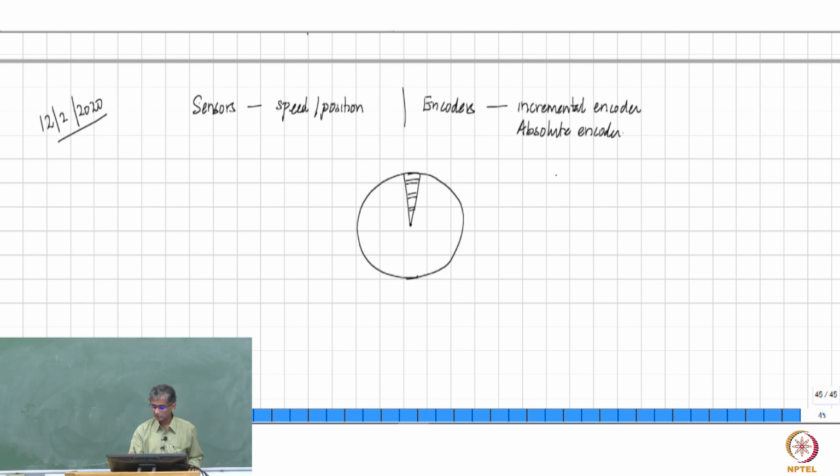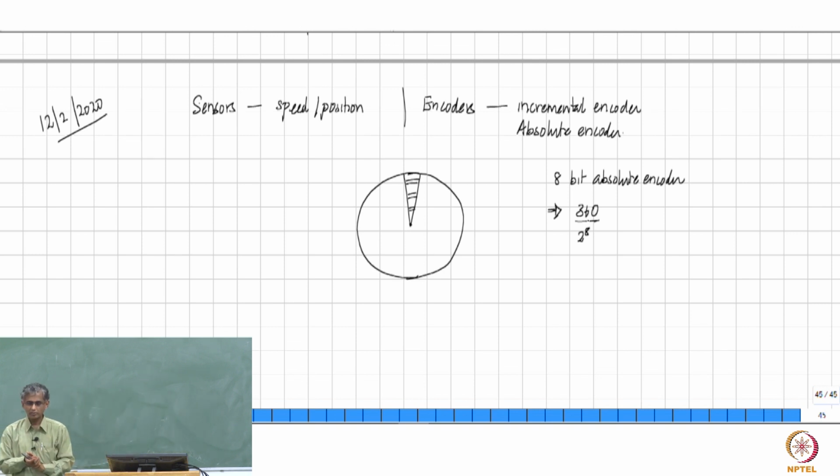Right? So if you have, for example, an 8-bit absolute encoder, then you have 360 divided by 2 power 8 angles which you can independently locate, and in each of those angular intervals you then have a specific way of arranging the slots, so that as soon as you switch it on, depending on which of the slots are open, which positions are not open, you can immediately determine where you are. Right? So that is the idea behind this.